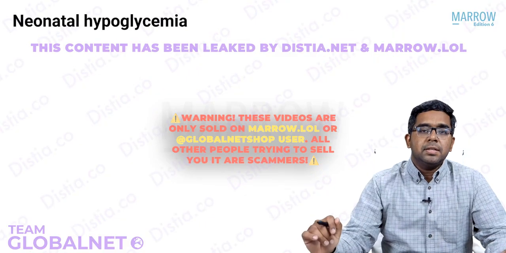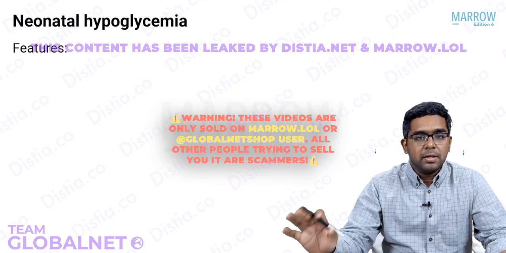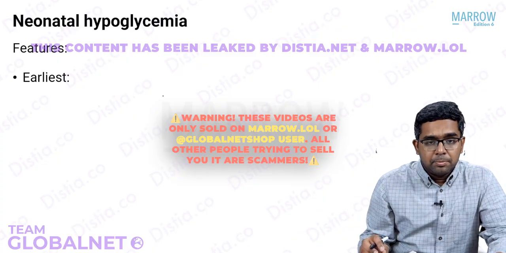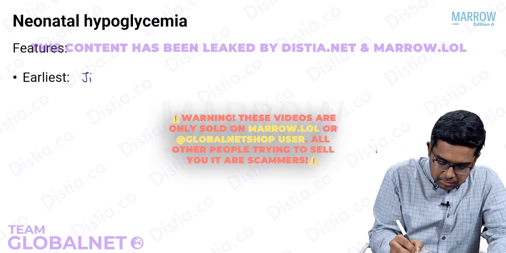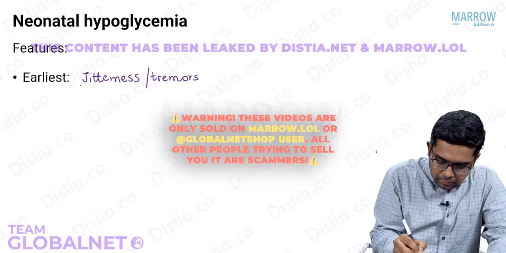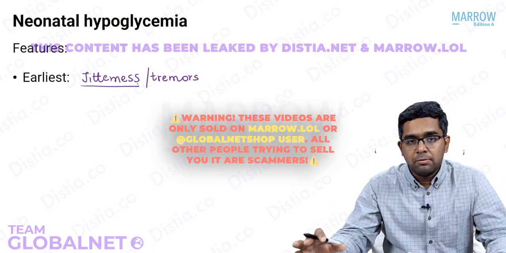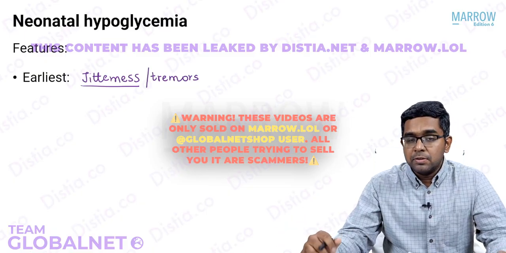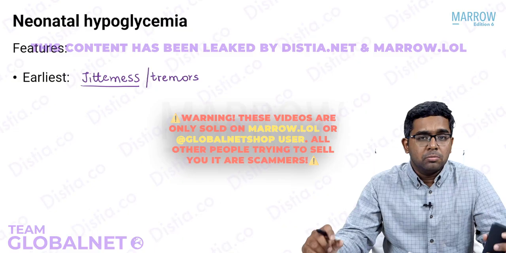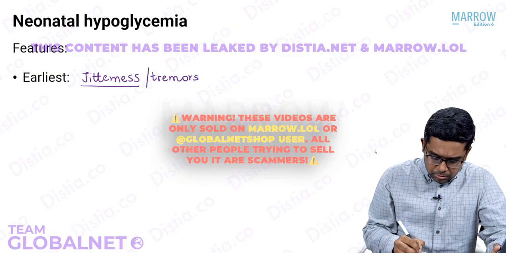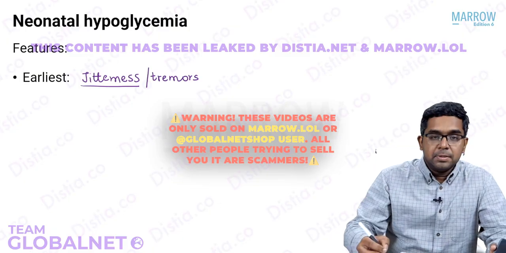Right. Now let us discuss the features of neonatal hypoglycemia. The earliest feature to occur in a baby with hypoglycemia is jitteriness or tremors. Now this word jitteriness may be new for some of you, so I will try to explain it in detail. Jitteriness is a tremor-like movement which can even be confused for a seizure. More often than not, we confuse jitteriness for a seizure. So you should know how to differentiate jitteriness from seizures.